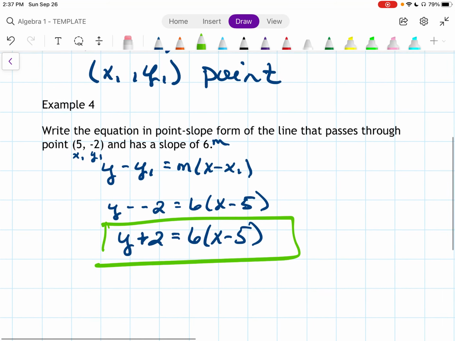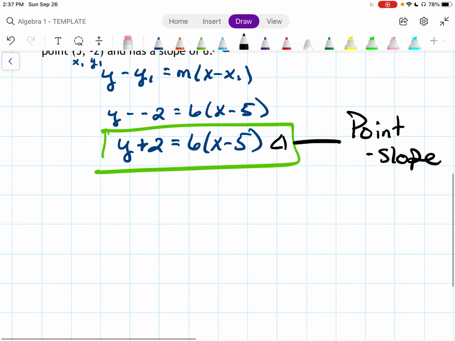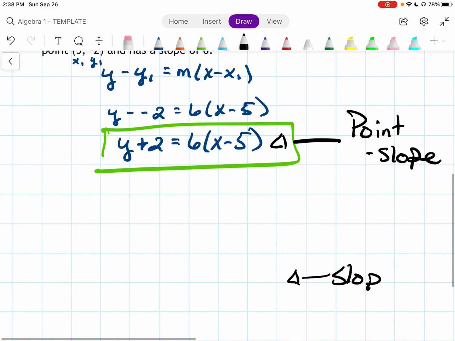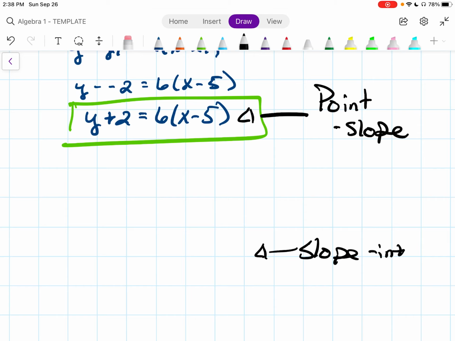I do want to show you one additional piece that might be useful on some of your homework problems. After you get this in point-slope, if you want to put it into slope-intercept, you can do a little bit of fancy algebra and get it there. So I'm going to do that now just to show you how that is. We have this line right now, and I'm going to distribute that 6, that slope, so I'll have y plus 2 equals 6x minus 30. I just distributed that 6.